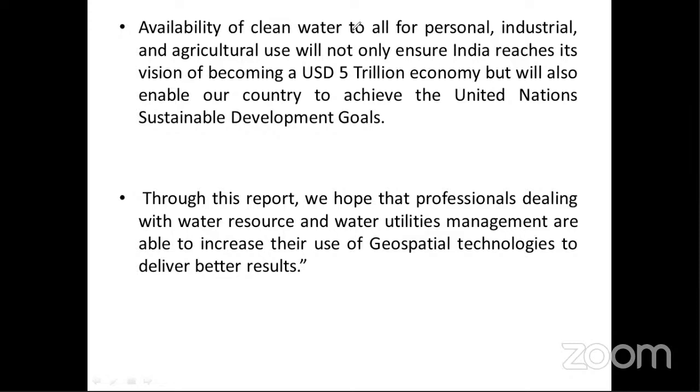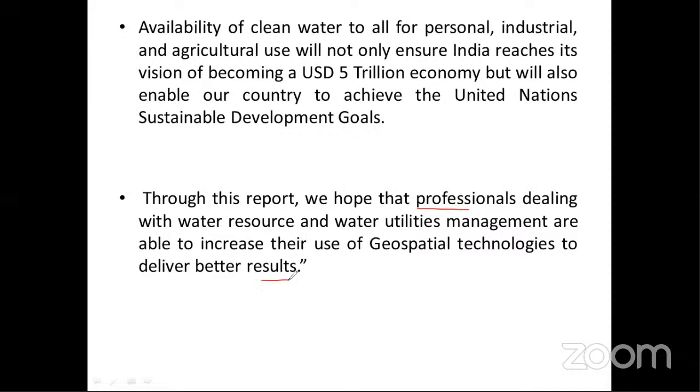See, clean water for personal, industrial, and agriculture use, our food security, depends on the availability of water, as 60% of agriculture depends on the monsoon, and because of climate change, monsoon rainfall is not sufficient in any part of our country, so we mostly depend on groundwater. So how can we manage, especially in those areas where demand is very high and water supply is very low? Improvement of technology is very important here. With the help of this report, we hope that professionals dealing with water resources and water utility management are able to increase their use of geospatial technologies to deliver better results.